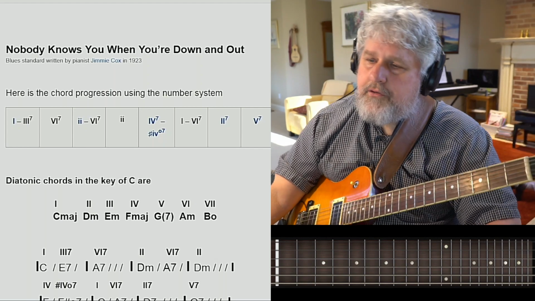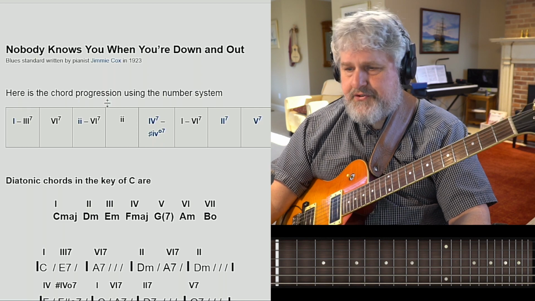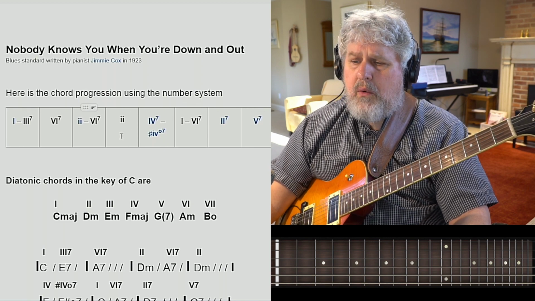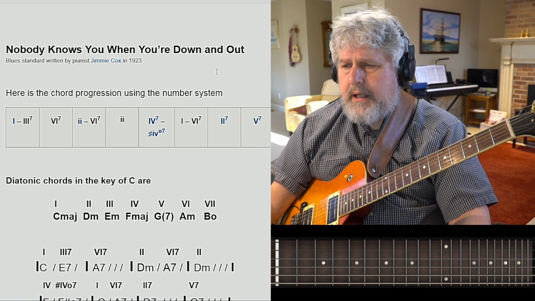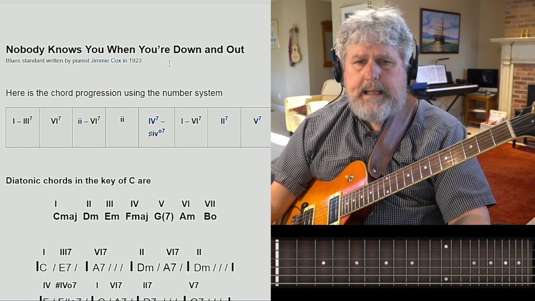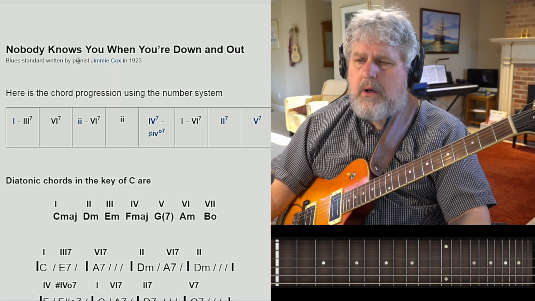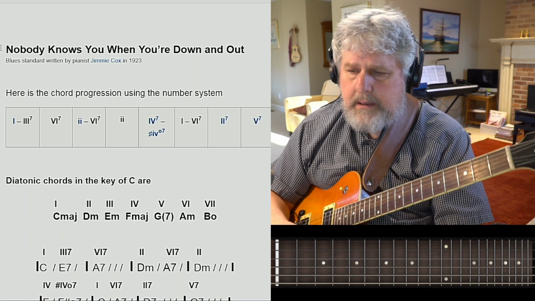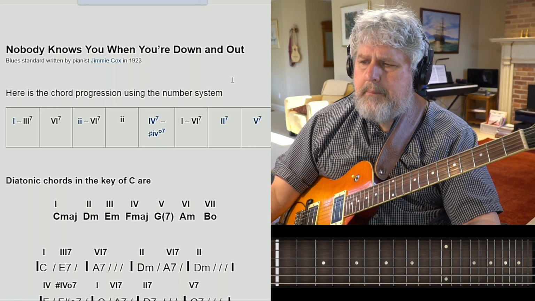All right, now for something completely different. I'd like to take a look at the number system and how you can use the number system. And we're taking a look at a tune called "Nobody Knows You When You're Down and Out," written in 1923 by Jimmy Cox, also played by Eric Clapton on his Unplugged album many years ago.